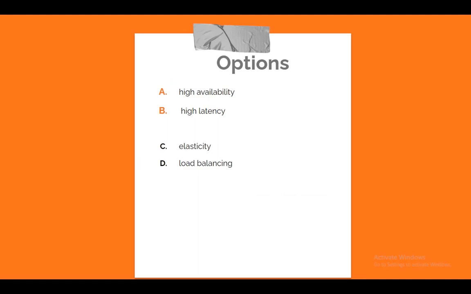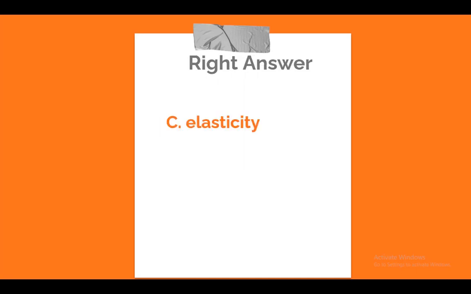Option A: high availability. Option B: high latency. Option C: elasticity. Option D: load balancing. The correct answer is option C: elasticity.